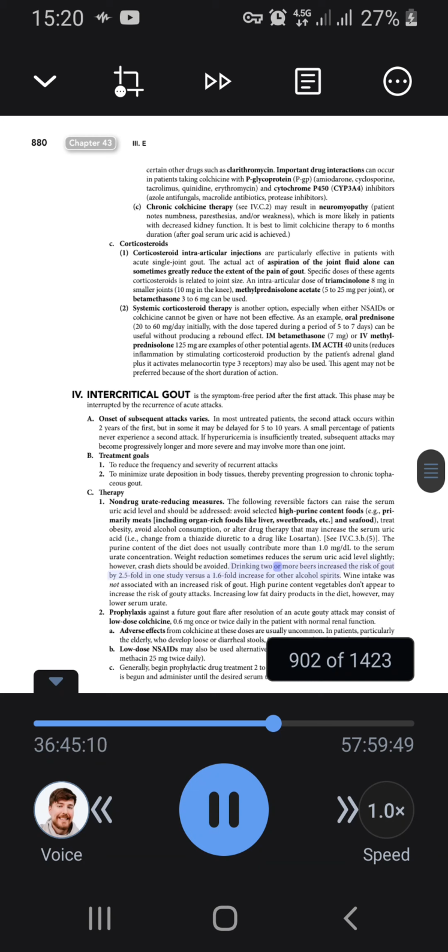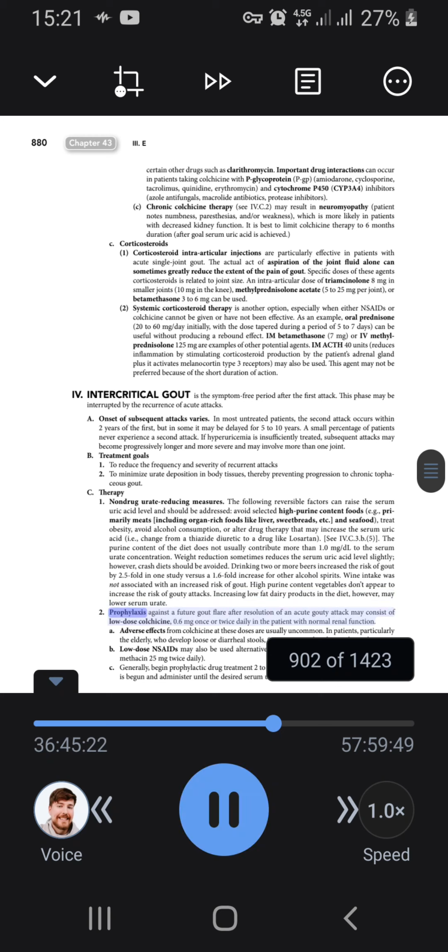Drinking 2 or more beers increased the risk of gout by 2.5-fold in one study, versus a 1.6-fold increase for other alcohol spirits. Wine intake was not associated with an increased risk of gout. High purine content vegetables don't appear to increase the risk of gouty attacks. Increasing low-fat dairy products in the diet, however, may lower serum urate.